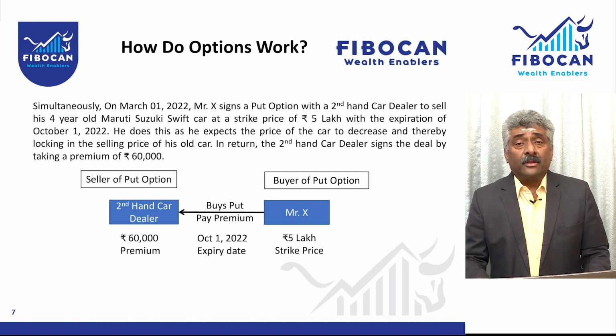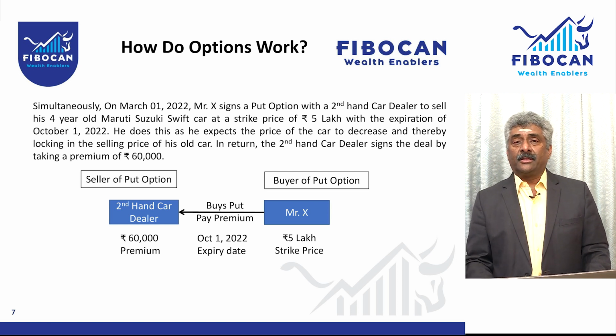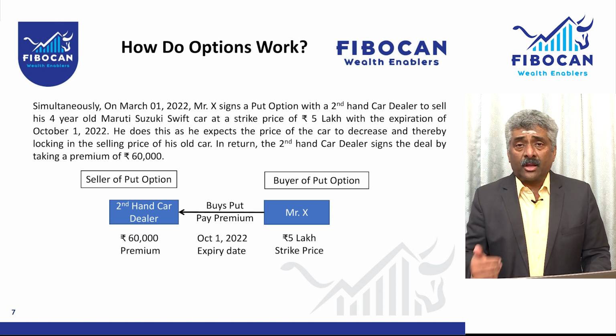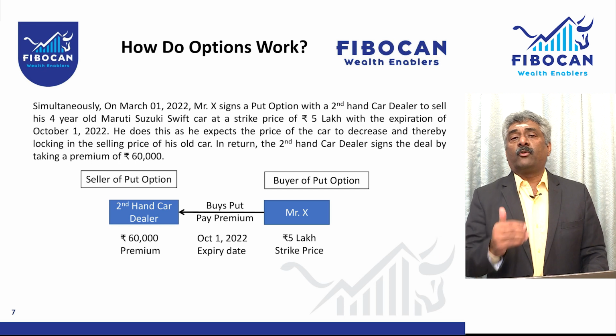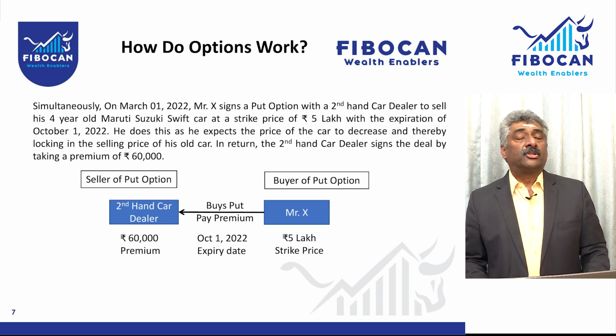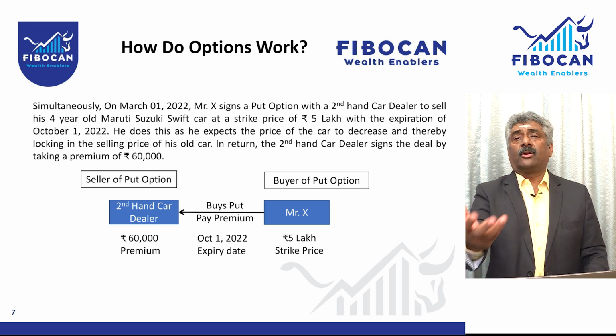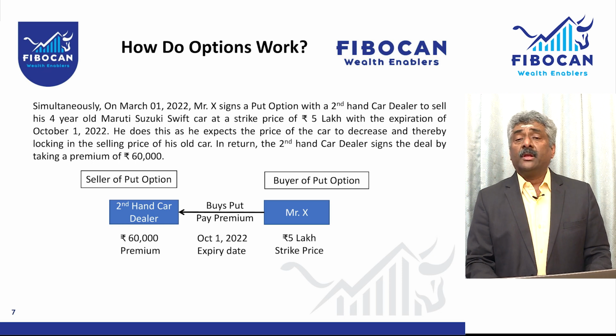So now, Mr. X has an option. Earlier he had a call option which gives him the right to buy the car. Now he has an option which gives him the right to sell his old car, which is a put option. So you understand now, a put option gives the option holder or the buyer the right to sell, but not the obligation to sell. Okay. So now let's say, for example, what happens in this scenario?